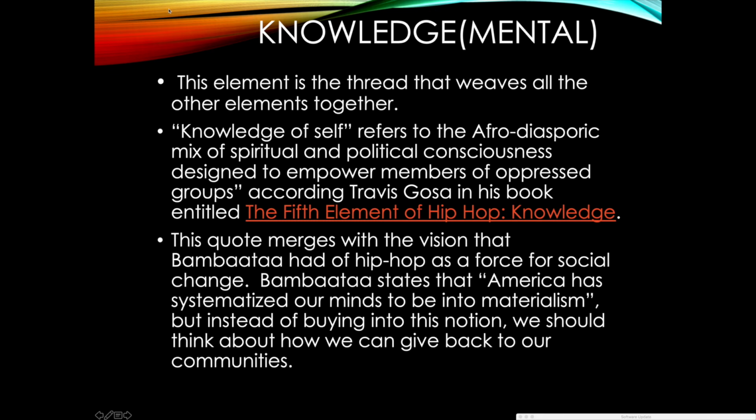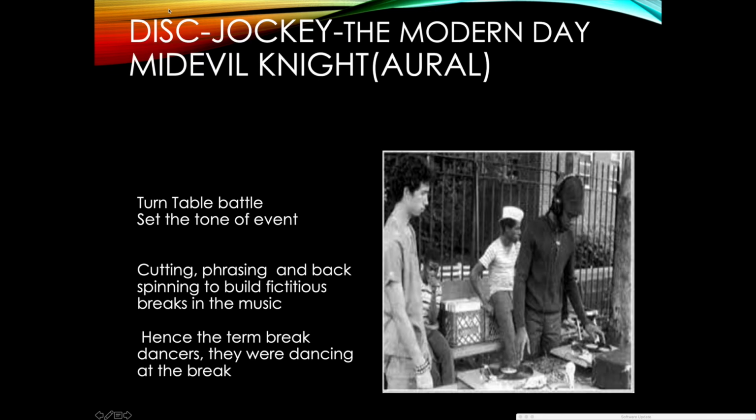That disc jockey, that medieval knight, that disc jockey, so we're looking at these components, these pillars of hip-hop culture, that DJ sets the tone for the event. That DJ originally was using that funk music and then applying these techniques of cutting, phrasing, and backspinning to create these fictitious beats. So they're setting the atmosphere, the tone of the event. They also were battling somebody. So there would be another DJ there where they're trying to figure out who can sway the crowd more, who can get the best result out of the crowd using these methods of cutting, phrasing, and backspinning.